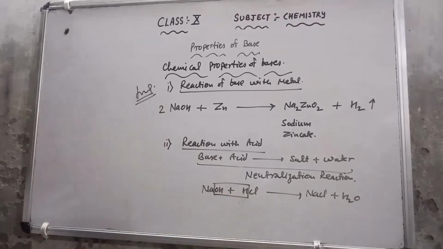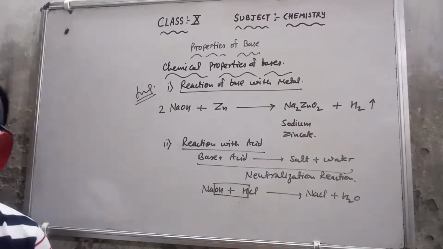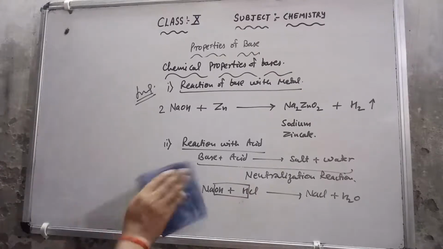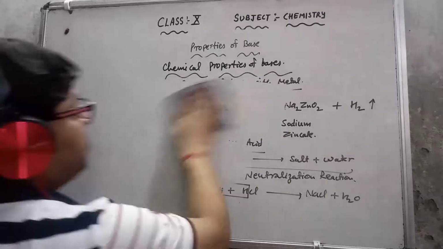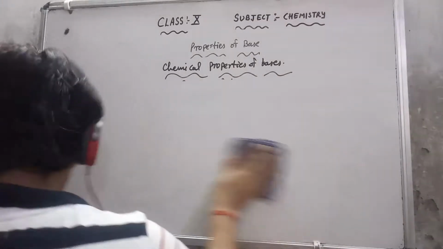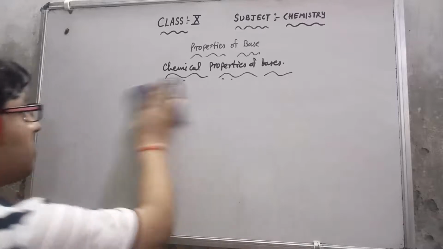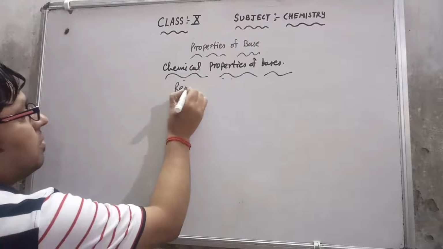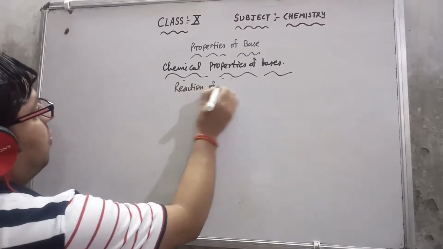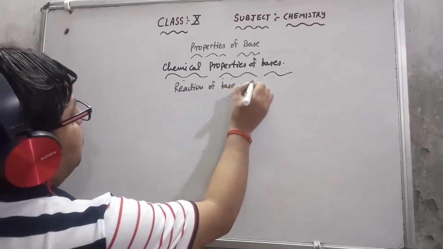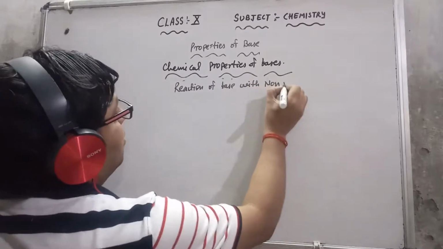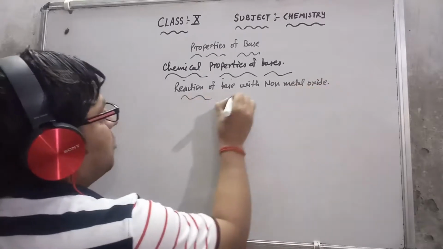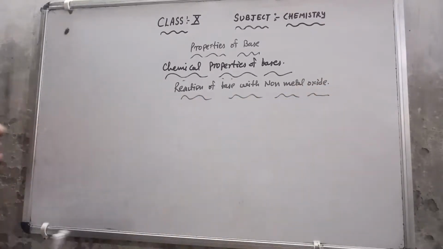So the third property is the reaction of base with non-metal oxide. I'm talking about the non-metal oxide. Reaction of base with non-metal oxide.